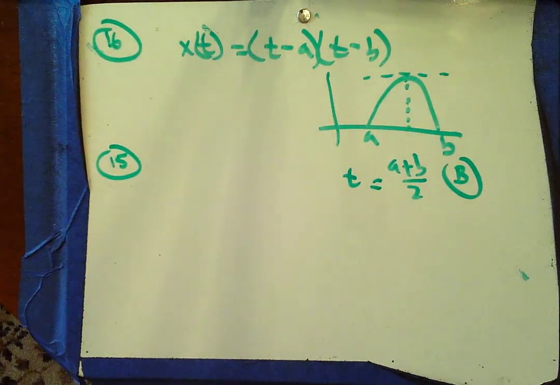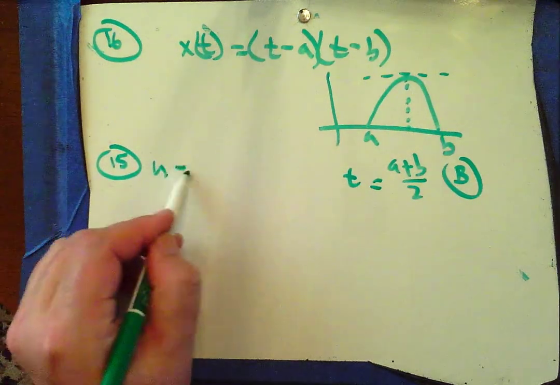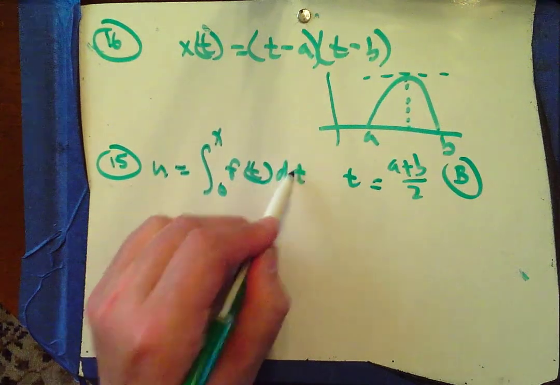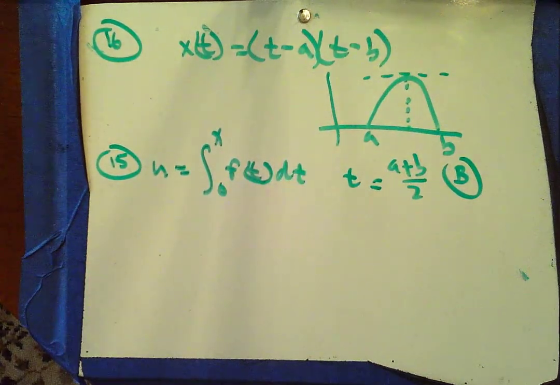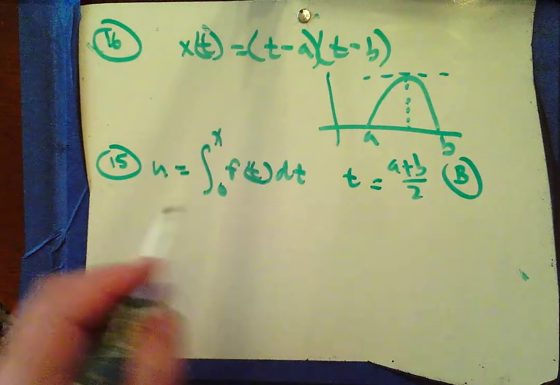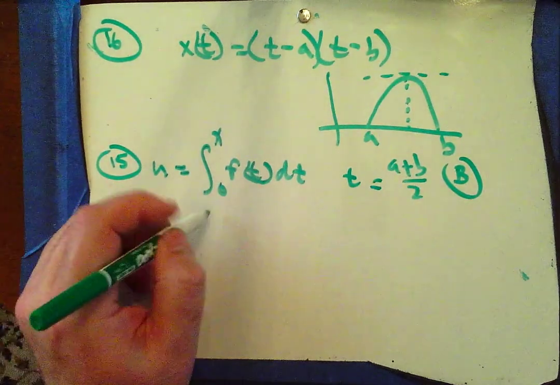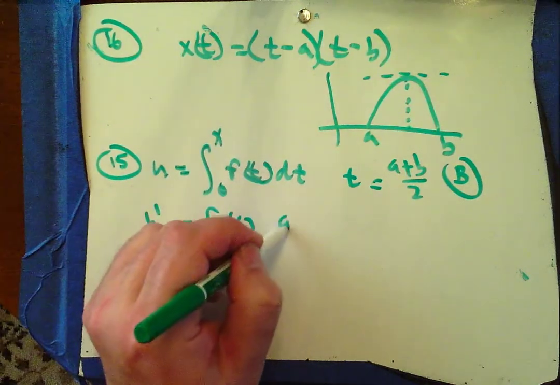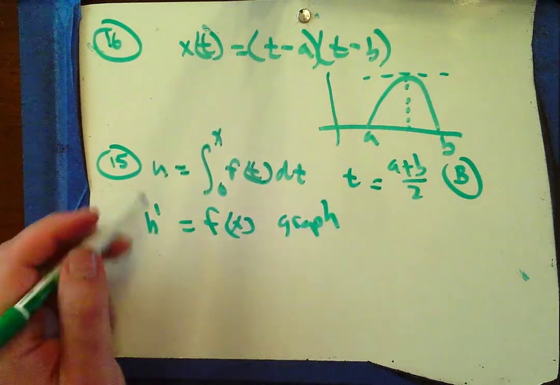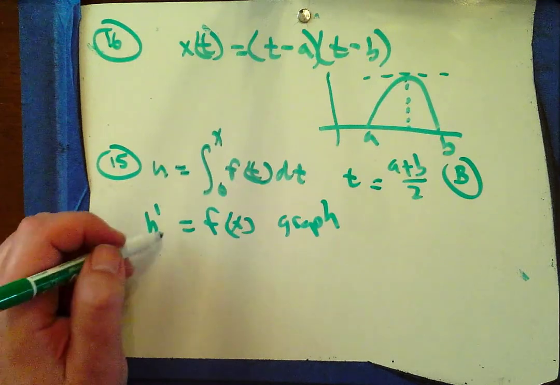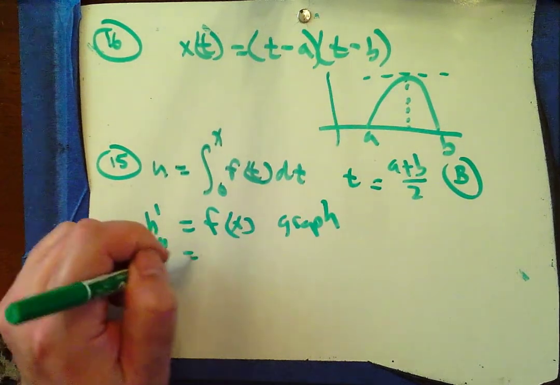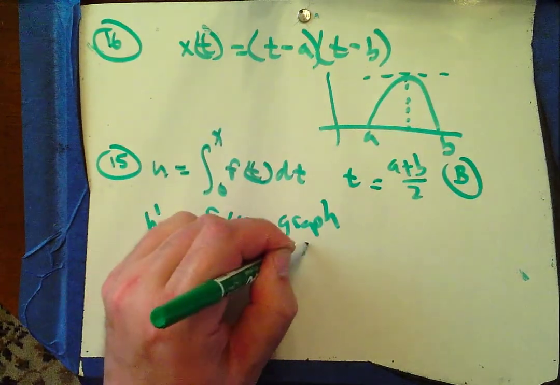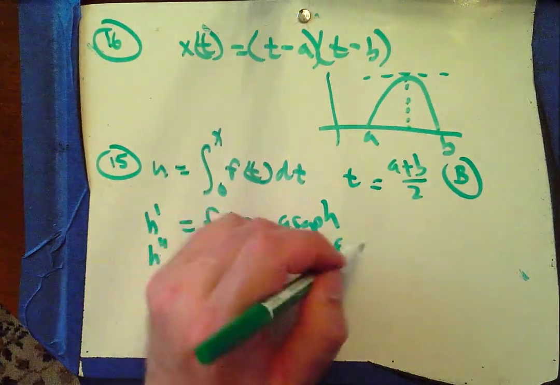Okay, differentiable function h equals the integral 0 to x of f of t dt. We've got this graph shown above, and what do we know? H prime equals the derivative of this, which is f, which is the graph. So I'm given a graph of h prime, and h double prime equals f prime, or the slopes of the graph.